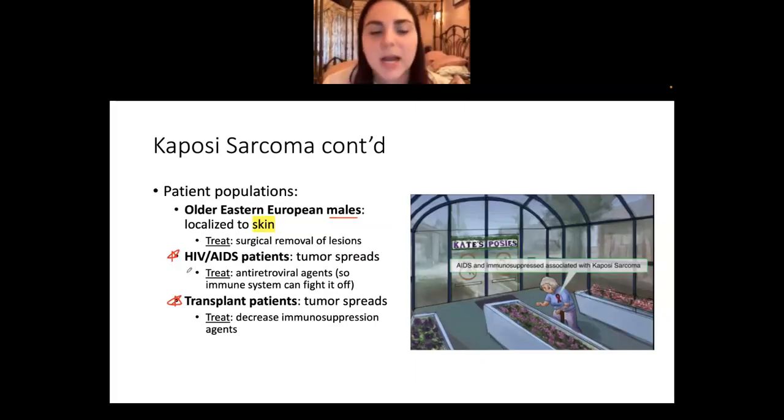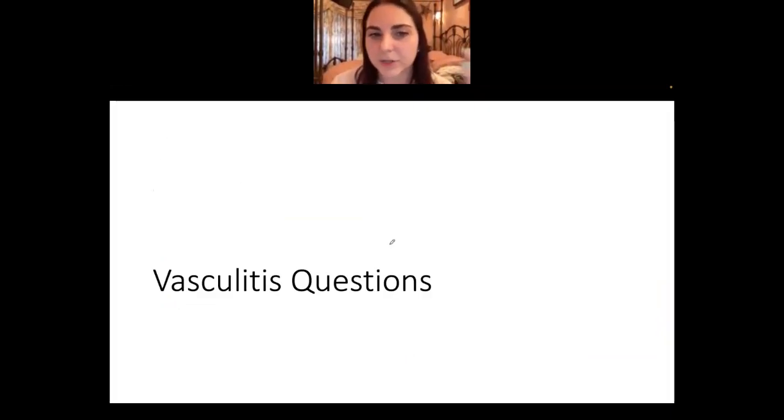And then with transplant patients, it's kind of the same thing. They're immunocompromised, so it can spread really easily. How you're going to treat it, you're not treating HHV8. You're treating it by decreasing whatever immunosuppressant drug they're on, whatever chemo is causing the immunosuppression following a transplant. Because your immune system can easily fight off HHV8. It just can't at that time. It's either trying to fight off HIV or it's being suppressed because of a tumor. But with the Eastern European guys, you can just take it off. You don't even have to treat it. You just remove the lesion. It's good to go.